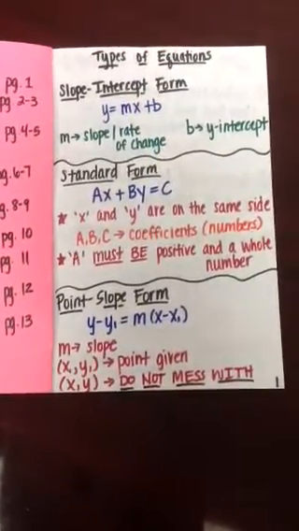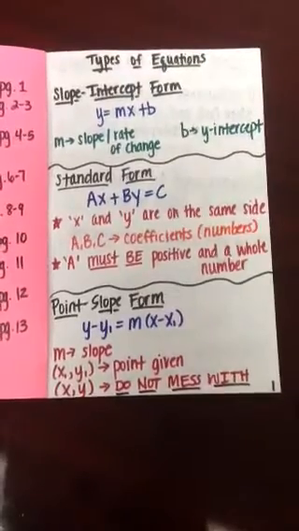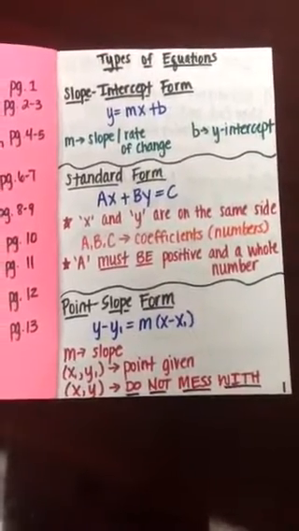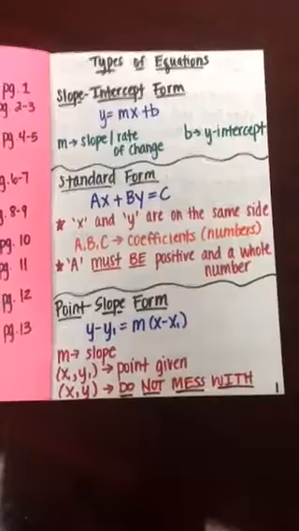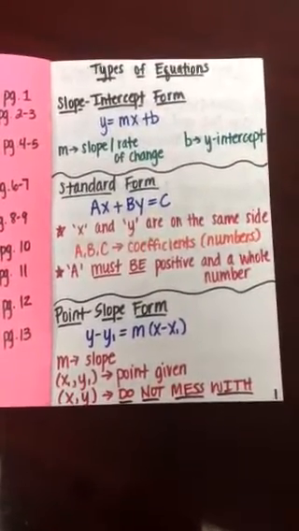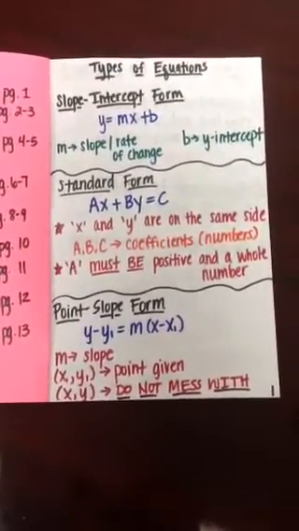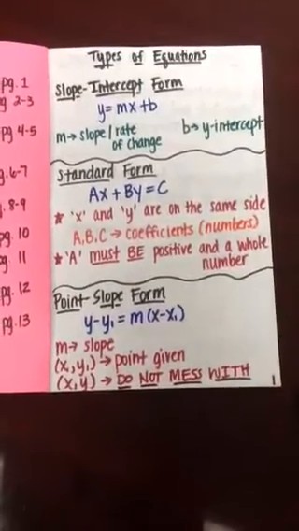Then we have standard form. Standard form's ax plus by equals c. X and y are on the same side. A, B, C are coefficients, which is numbers. And a must be positive and a whole number.